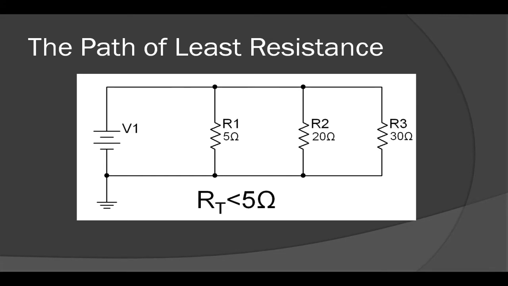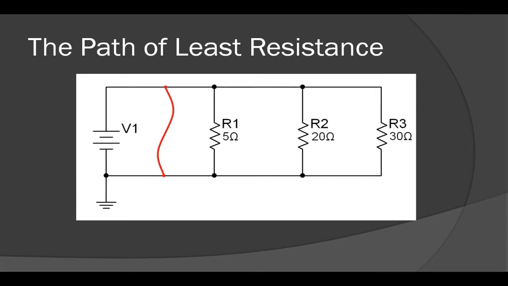Now, with a short circuit bypassing a load, it's effectively placing another loop in parallel with that load. That loop will have an extremely low resistance, often very close to 0 ohms. When this happens, the total resistance of the circuit, that is, the resistance that the source sees, is also extremely low. This will have consequences on the circuit, which we will discuss in a moment.